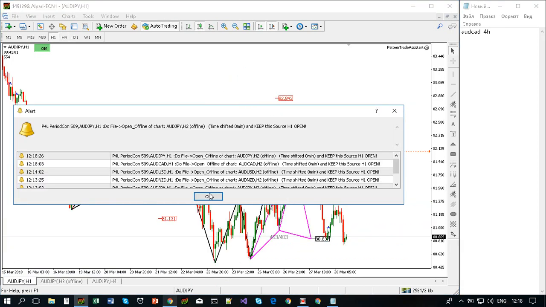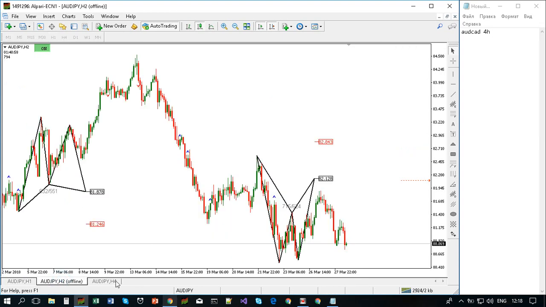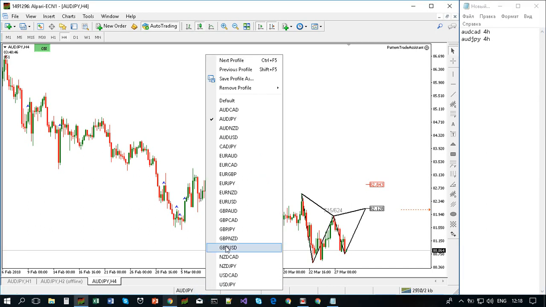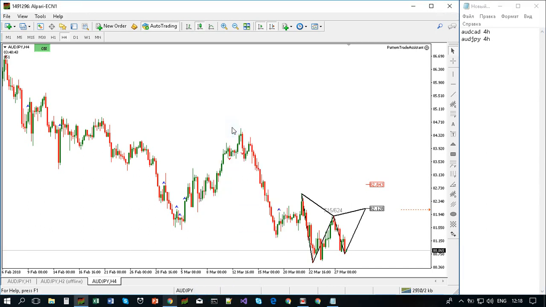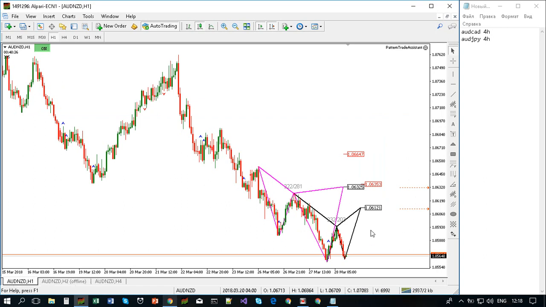Let's switch to the next pair, Aussie Yen. This one was a pretty decent winner yesterday. Aussie Yen, this unified Gartley, AUD JPY, 4 hour. This is the pattern that I personally use, the unified Gartley. It is the combination of a BAT pattern and the Gartley pattern. So it is neither this nor that, but it is a combination of both. Aussie New Zealand, okay, AUD NZD, 1 hour time frame.